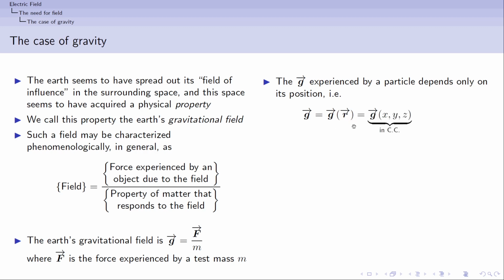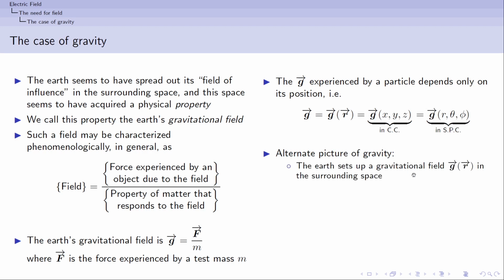Okay, this position I'm just writing in general as r here, but if it's Cartesian coordinates, then you could write it as x, y, z. If it is spherical polar coordinates, you could express this as r, theta and phi. So an alternate picture of gravity emerges. What is the alternate picture? The alternate picture is that the earth sets up what is called a gravitational field in the surrounding space. So it is the earth which is the prime mover here.